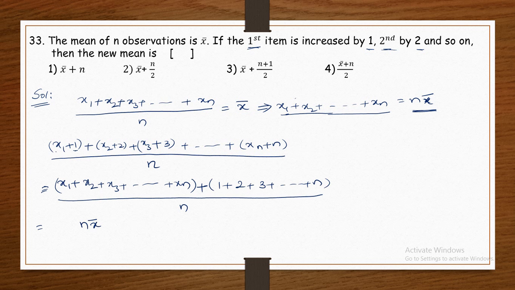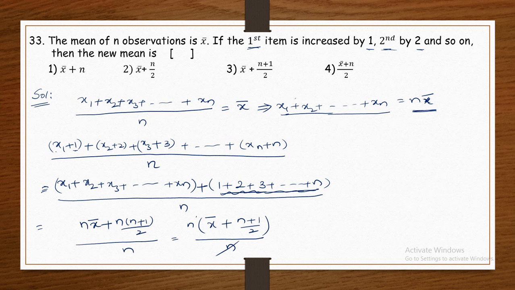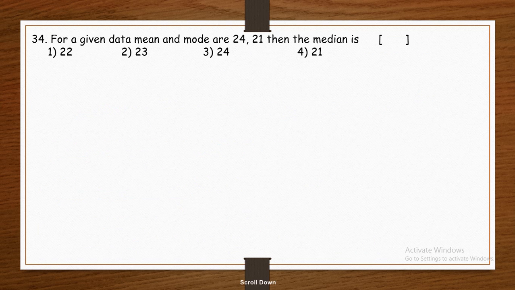So directly I am going to write n into x bar plus, here these are nothing but the sum of the first n natural numbers. So we already know the formula, n into n plus 1 divided by 2, whole divided by n. In the numerator I can take n as common, then I can write x bar plus n plus 1 divided by 2, whole divided by n. So this n gets cancelled. So finally the answer is x bar plus n plus 1 by 2. So option 3.